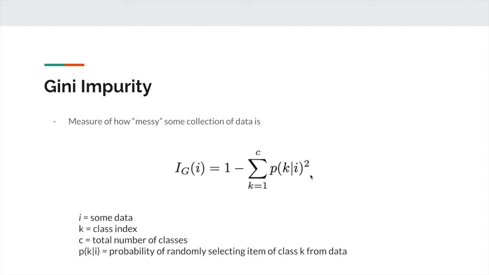So the first concept that we're going to be discussing is Gini impurity. Gini impurity is a way to measure how impure or how pure some collection of data is. You'll see what I mean by pure and impure on the next few slides. But before I go into those, just to explain some of this notation.